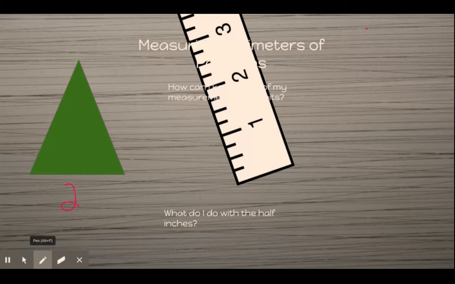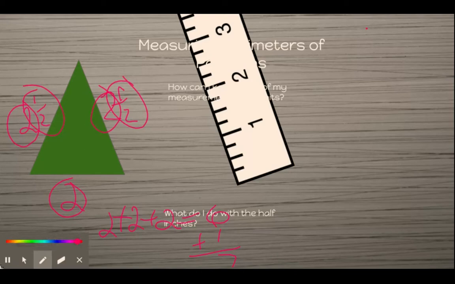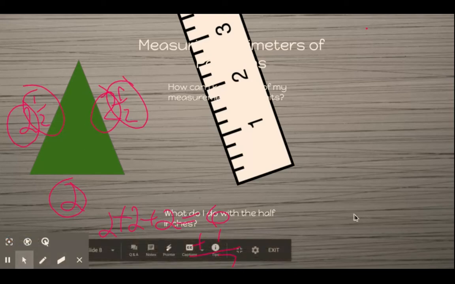So this was 2, this was 2.5, and this one was 2.5. So I'm going to add up all of the whole numbers. So I'm going to add up 2 plus this 2 plus this 2, and I know that that equals 6, but then I have a half and a half, and 2 halves make a whole, so I'm going to add another whole to make 7. So the area of this triangle or this polygon is 7 inches.